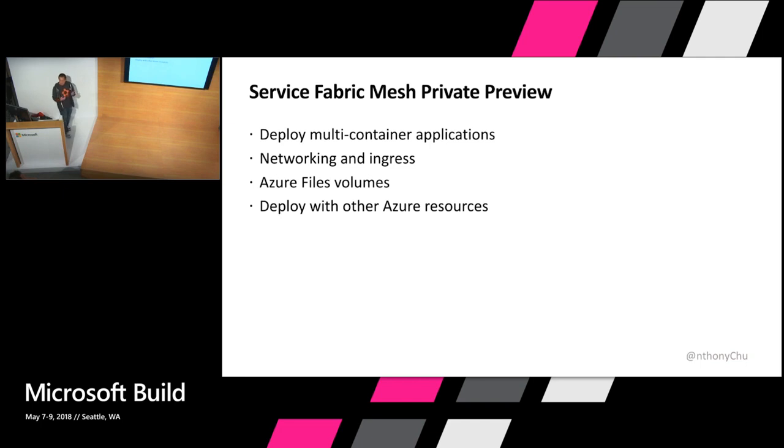So what is in this private preview? You can deploy multi-container applications. What this means is that you can describe to Service Fabric the containers that make up your application, and Service Fabric will just run it for you. You can also define ingress and networking rules. So you can tell Service Fabric how you want your services to talk to each other, as well as how you want external traffic to route into your application and what services that traffic is going to. As well, if you need to persist data, you can mount an Azure file share into your containers as a volume, so you can write data to it.